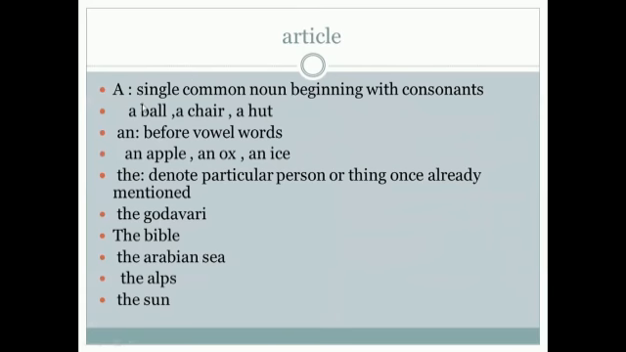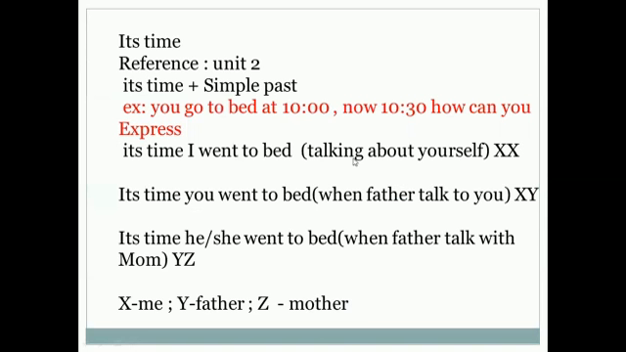And articles, we know that a should be used before a single common noun beginning with consonants, and an should be used before a vowel word. And the denotes a particular person or thing already mentioned. So the Godavari, the Bible, the Arabian Sea, the earth, and the sun.